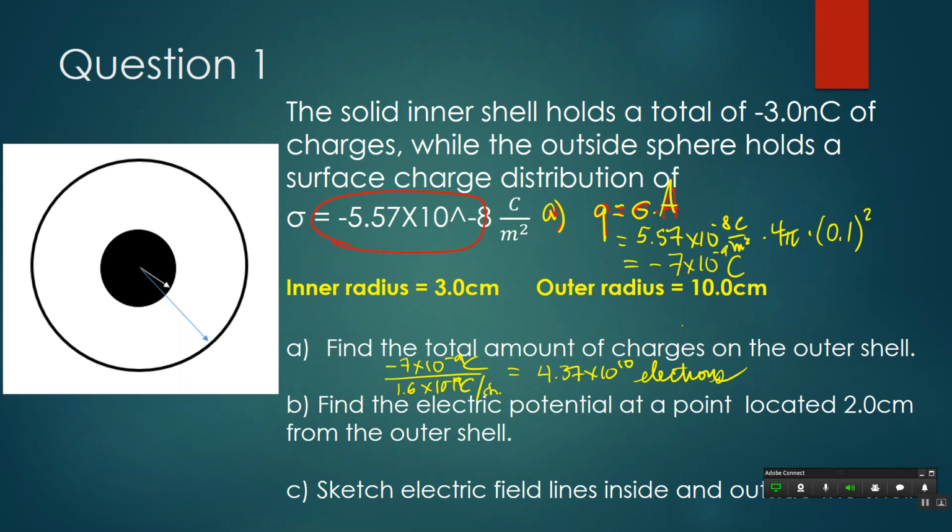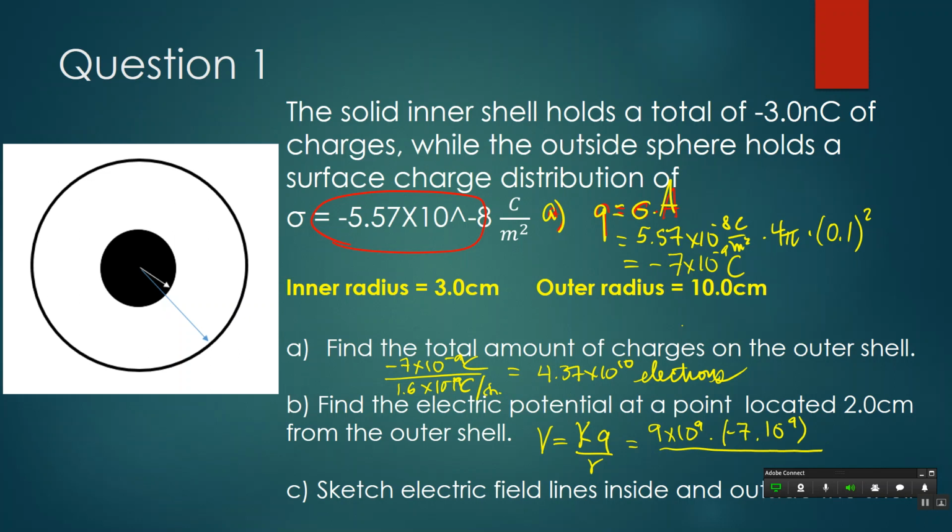So B, find the electric potential 2 centimeters outside of the outer shell. How would you do that? This is tricky. I'll give you a hint. You have to use V is equal to KQ over R. Since you're outside of the outer shell, you can treat the shell as a point charge, which means that you could use this formula, right? You can use KQ over R. So we have K, which is 9 times 10 to the 9. We have Q, which is negative 7 times 10 to the negative 9.